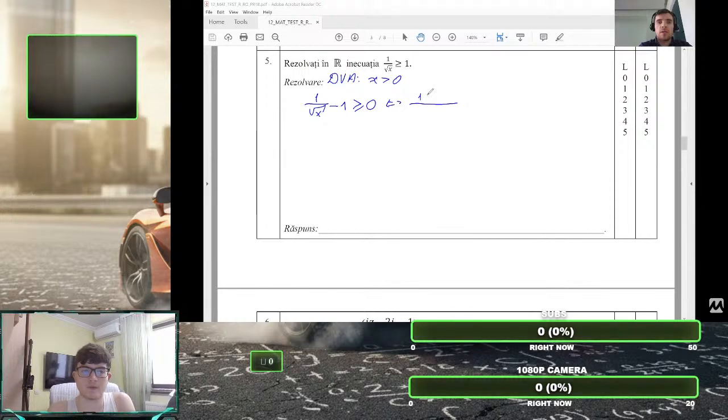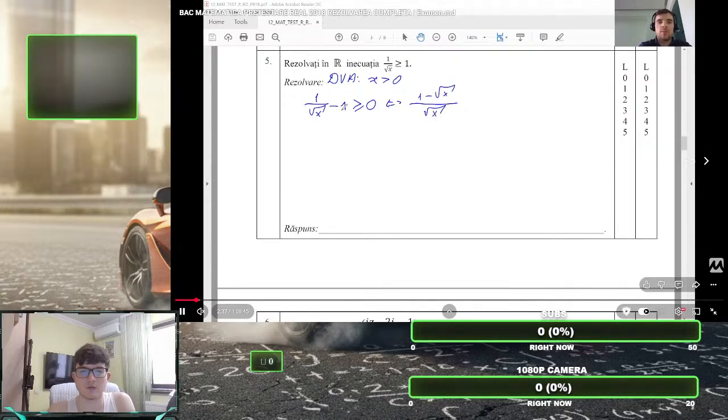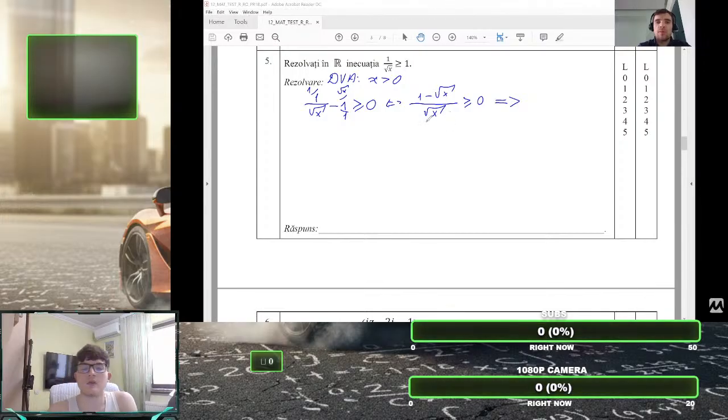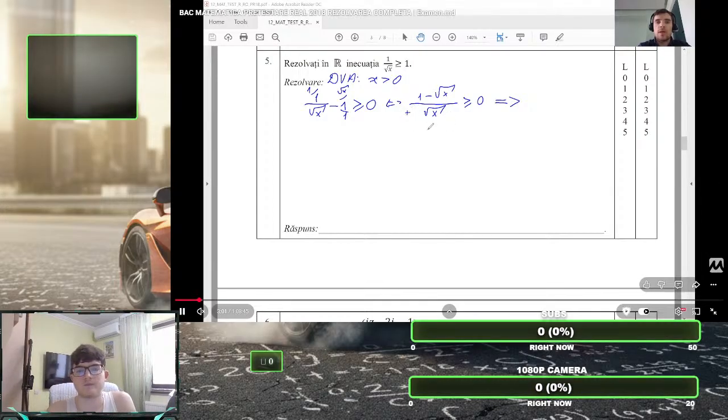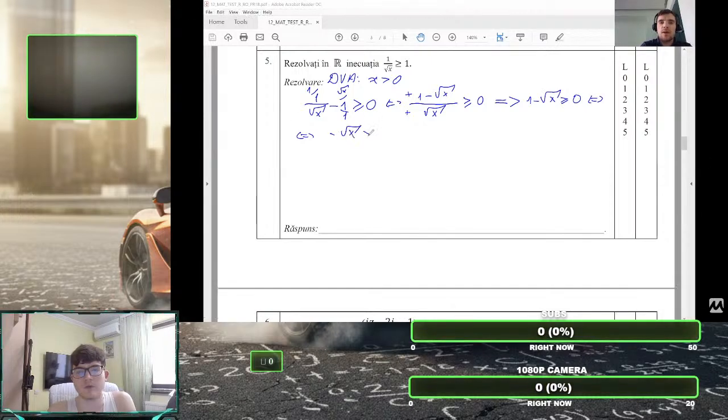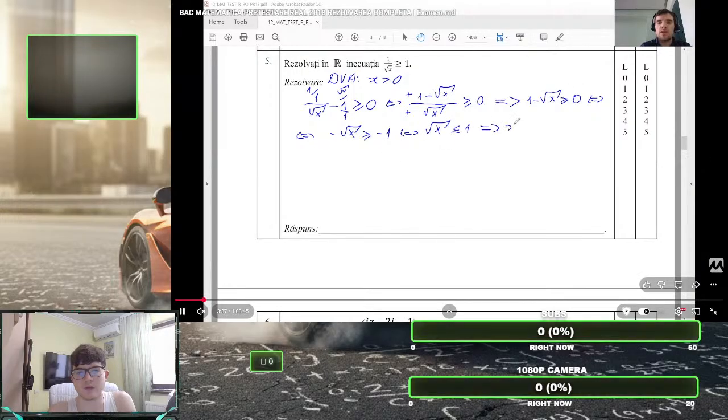Pop this to the left. Now what? We take the common factor, square root of x below, so it's going to be 1 minus square root of x divided by square root of x. Now what? Well, now you just work with the part on top and so on.